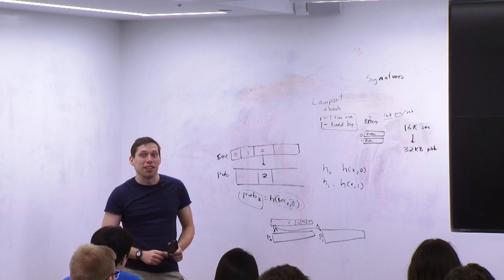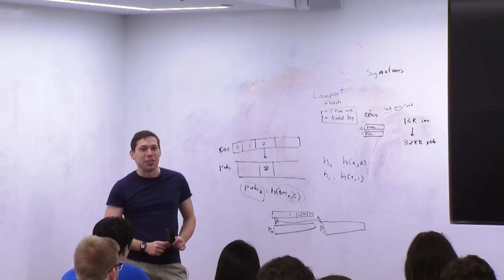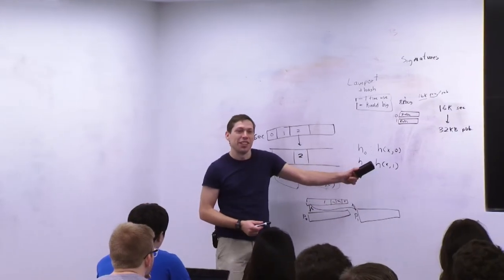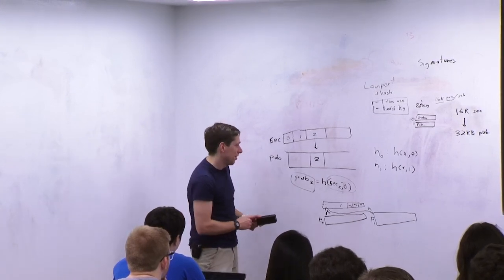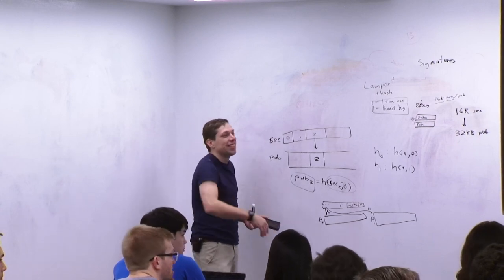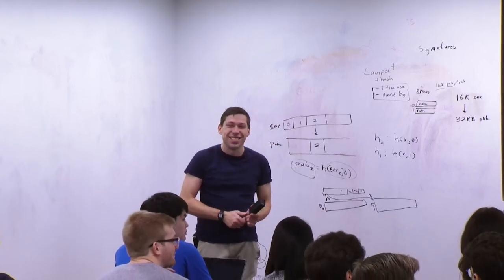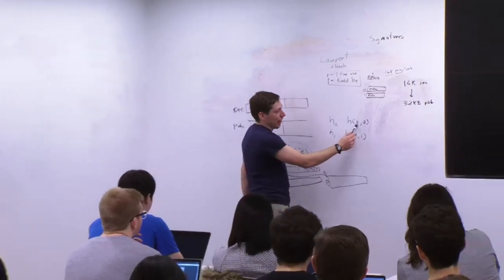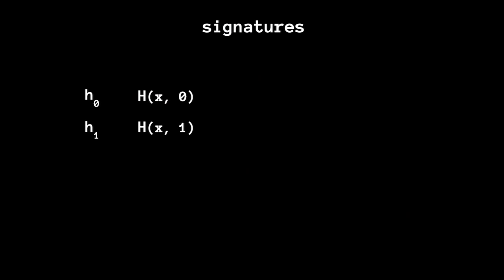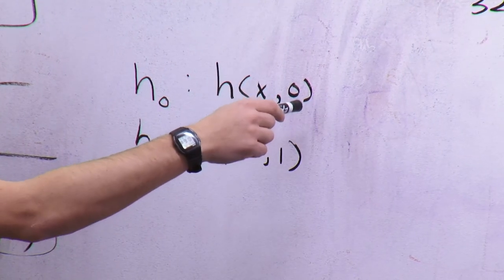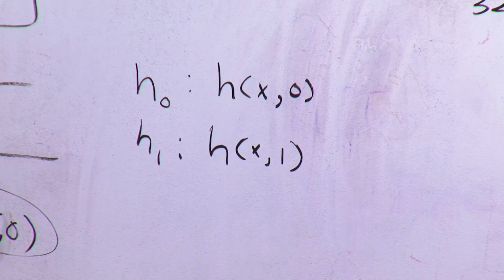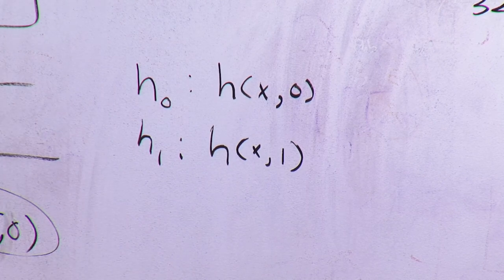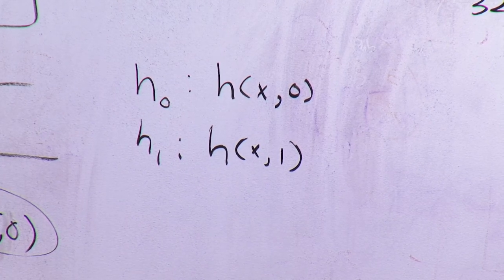Does anyone have an idea of how to get it even more efficient for private key storage? You can actually get it very efficient using this kind of idea. Any ideas? So some hints. This is pretty useful, right? The idea is, well, even if you know what the suffix of all these things are, if you don't know X, you're not going to be able to find the preimage, right? So maybe add some more stuff here. Any idea?